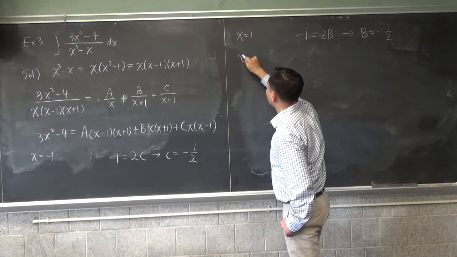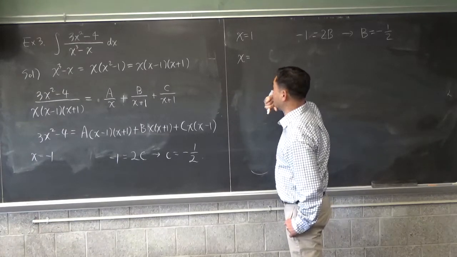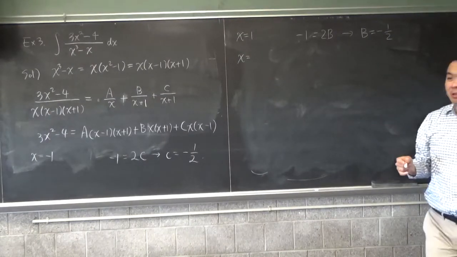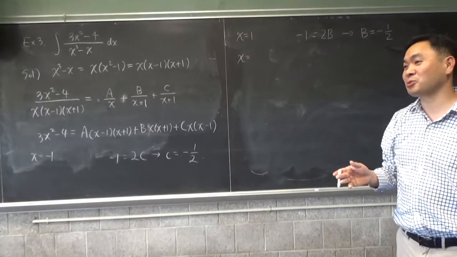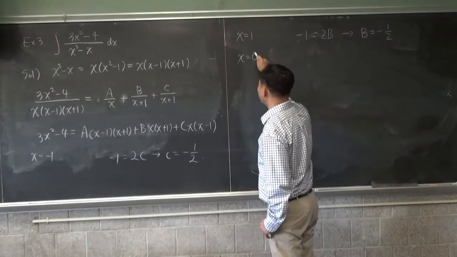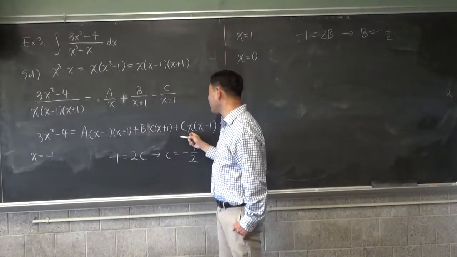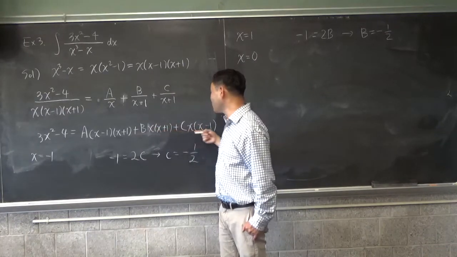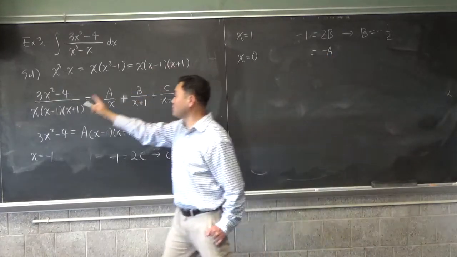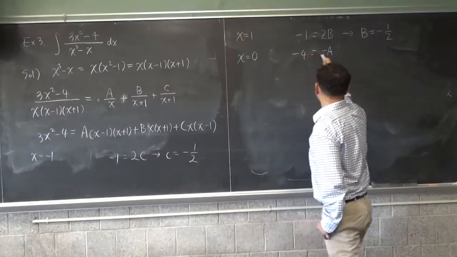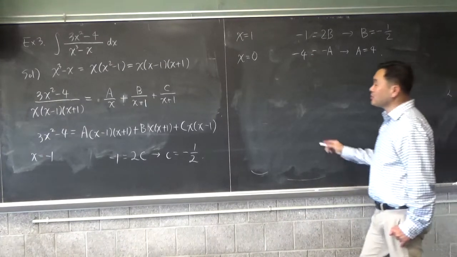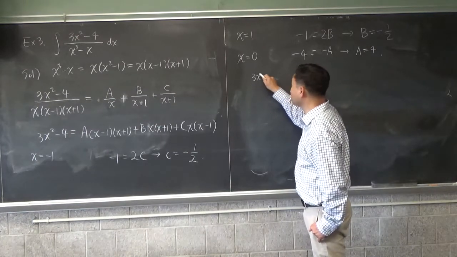Okay. Now, we got the c, we got the b. What should we plug in now? x equals 0. Because then anything that has x by itself will become 0. So 0, 0, and this one will be negative a. And then when you plug in 0 here, you get negative 4. So that a must be positive 4.